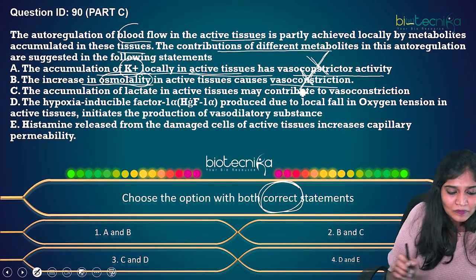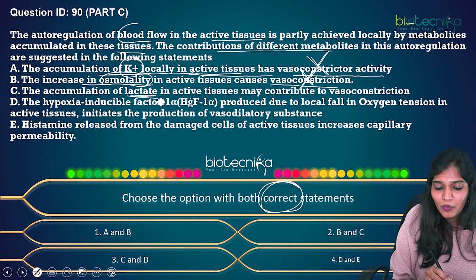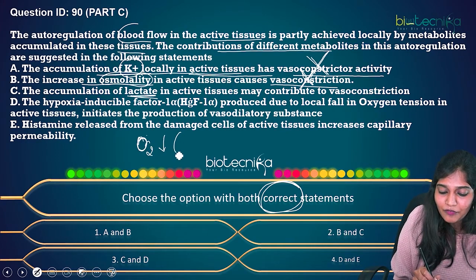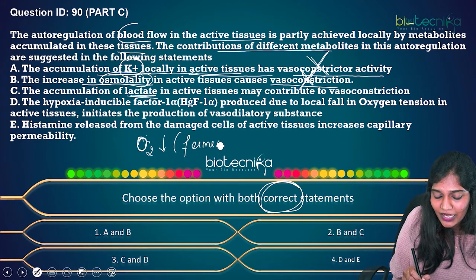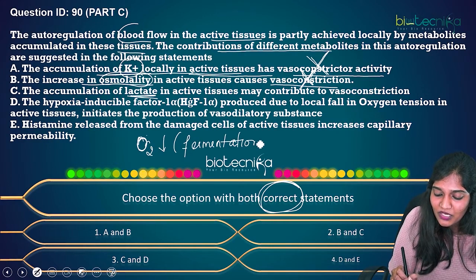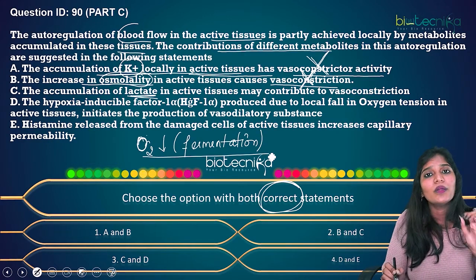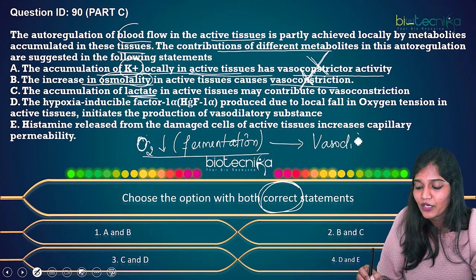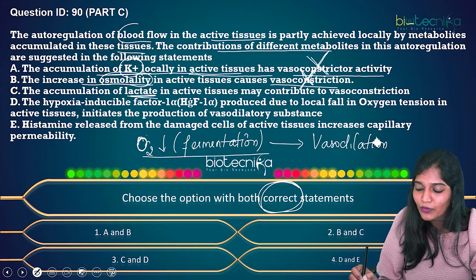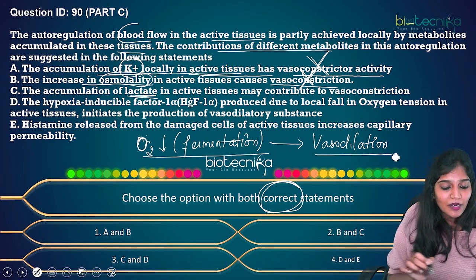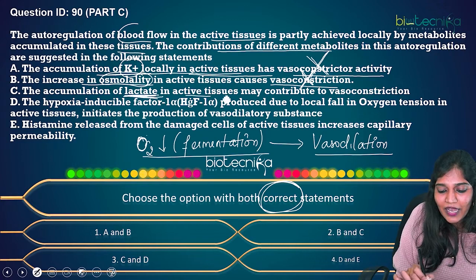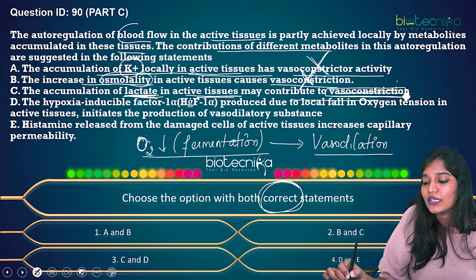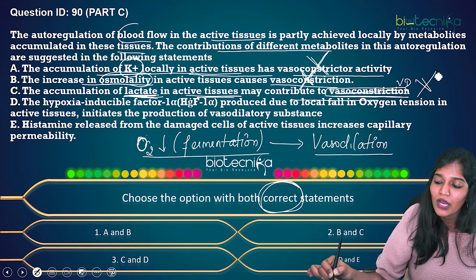Okay. The next statement. The accumulation of lactate, which means lactate will be produced only when oxygen is less, correct? Because in fermentation, in anaerobic respiration, lactate will be formed. So which means oxygen is less. Always remember, when oxygen becomes less, there will always be vasodilation only. It will never make vasoconstriction. But here, the accumulation of lactate in active tissue may contribute to vasoconstriction they have given, which is wrong. It is vasodilation. So this is also a wrong statement.